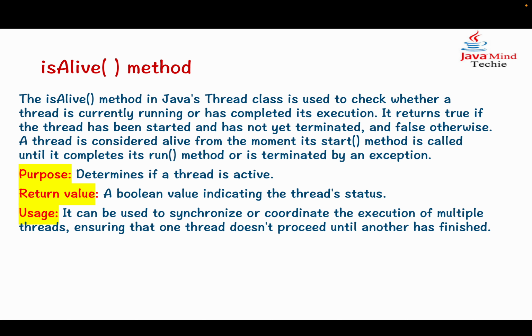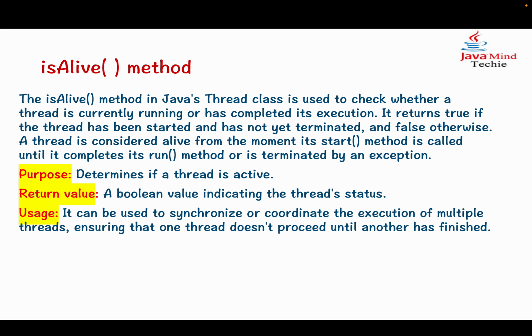Then isAlive is also one important method in our Thread class. The isAlive method in Java is used to check whether a thread is currently running or has completed its execution. It returns true if the thread has been started and has not yet terminated. Means after start and before termination, it will give true; otherwise it will return false. You know very well, right?